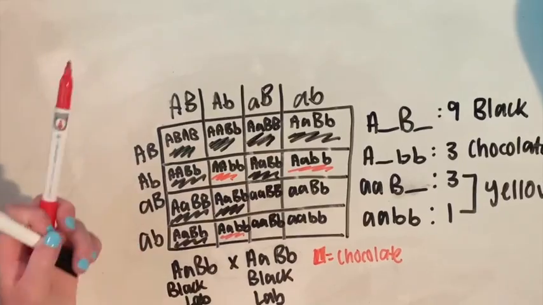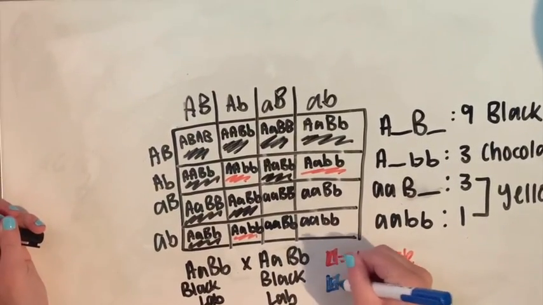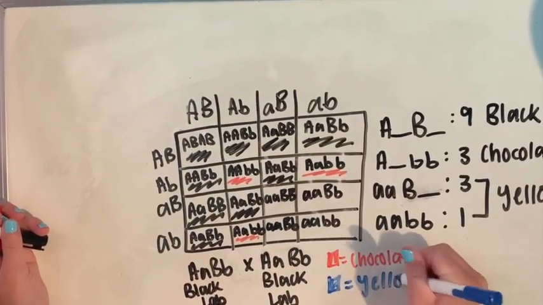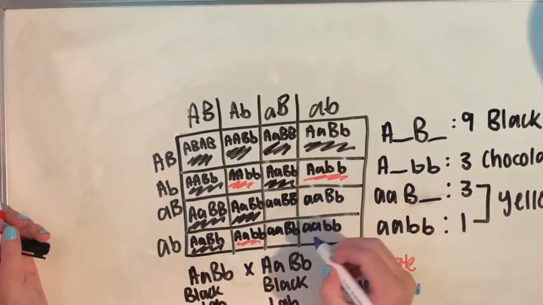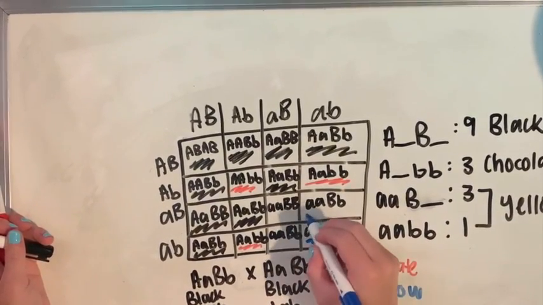Now you may be wondering why the puppy with 2 little A alleles and 2 little B alleles is yellow and not chocolate. It's because there is epistasis occurring, and the yellow coloring is epistatic to the chocolate coloration.